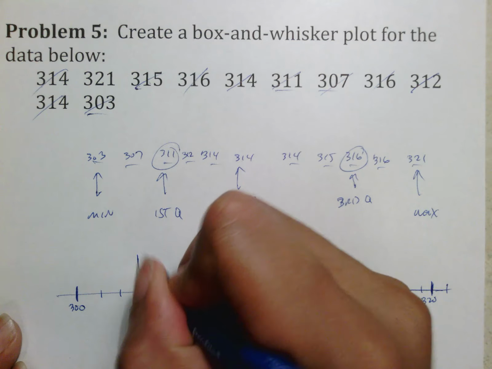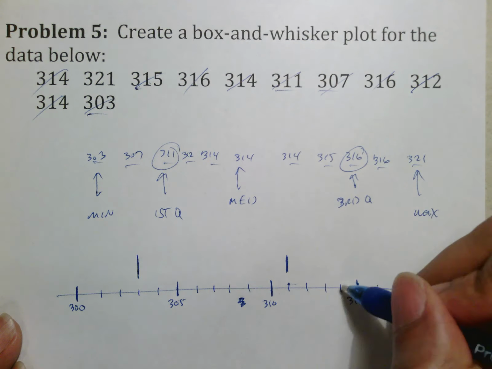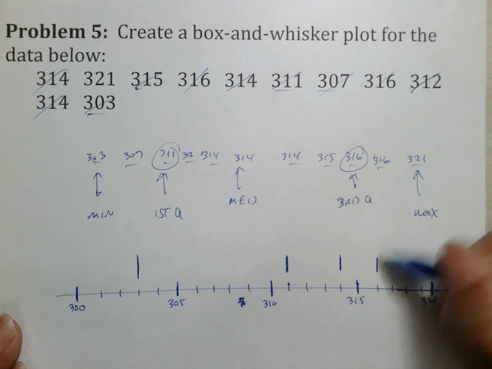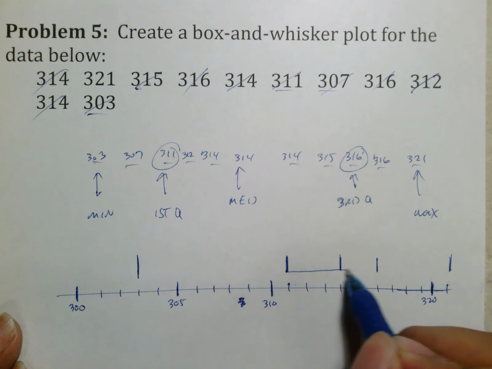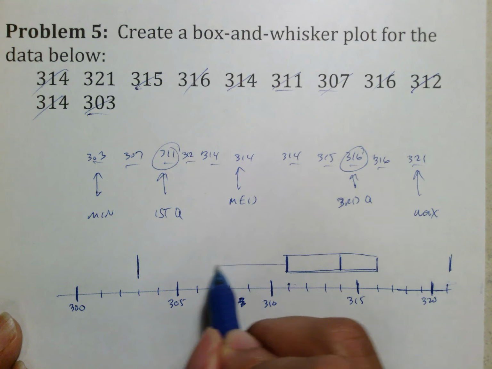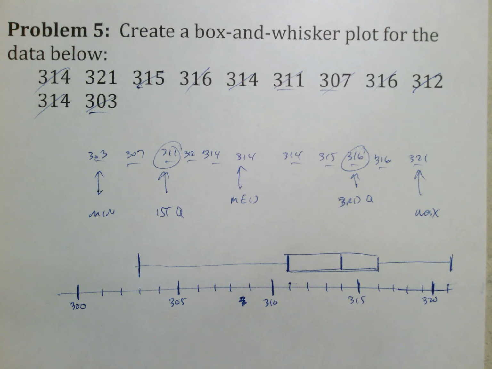Your minimum is 303. There's a line that needs to go here. Your first quartile is 311, which is here. Your median is at 314, which is here. Third quartile at 316, which is here. Your max at 321, which is over here. Again, first quartile to third quartile creates your interquartile range, and then you draw whiskers to your minimum and maximum number, and that is all.